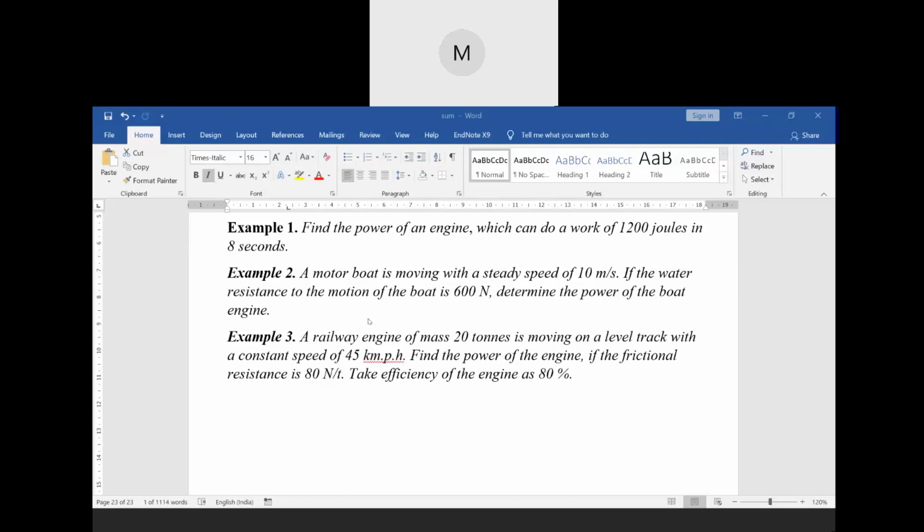Someone asked me whether indicated power will always be greater than brake power. Look, brake power and indicated power are two different terms, no? So it might vary. But generally, indicated is greater so that we can find out the efficiency. It's not that it will always be greater. Okay.